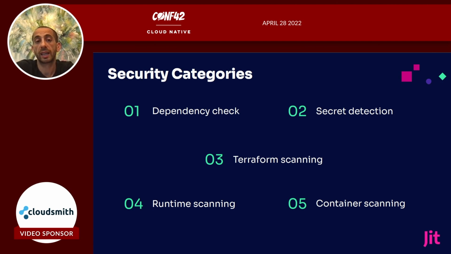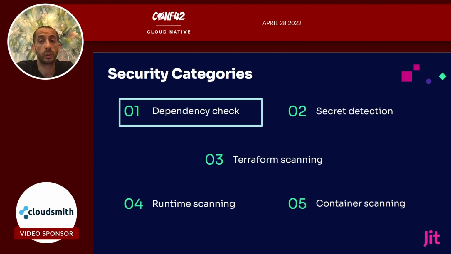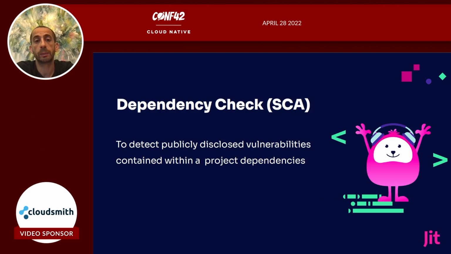These are the security categories that we will focus on, these 5. Though there are many, I believe these 5 categories are a good starting point. So let's start with dependency check. The mission of dependency check, also known as SCA, Software Composition Analysis, is to detect publicly disclosed vulnerabilities in project dependencies like packages, libraries, and so forth.